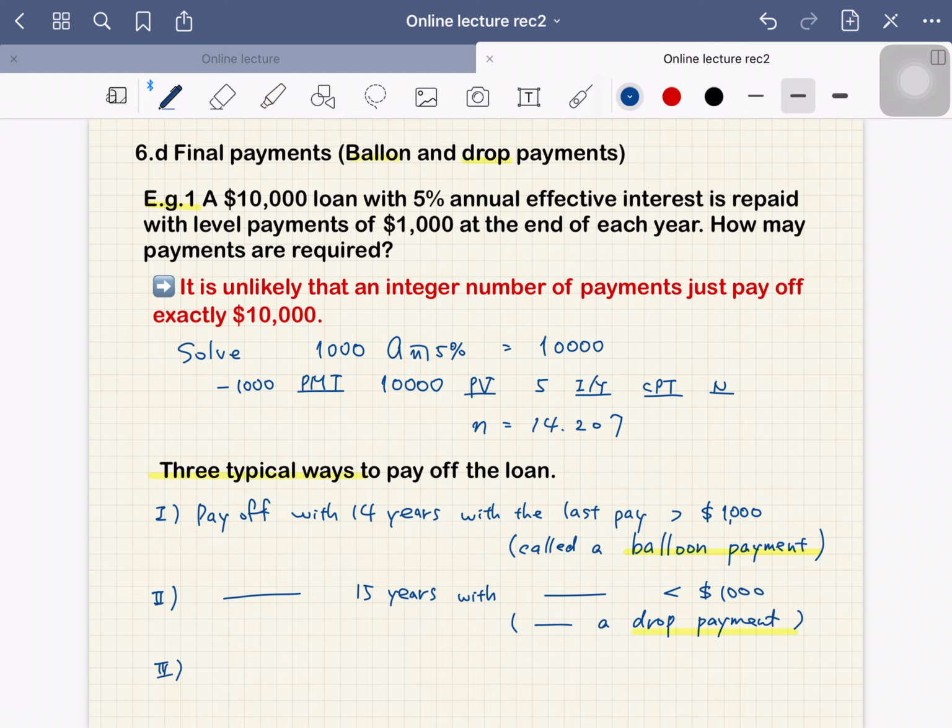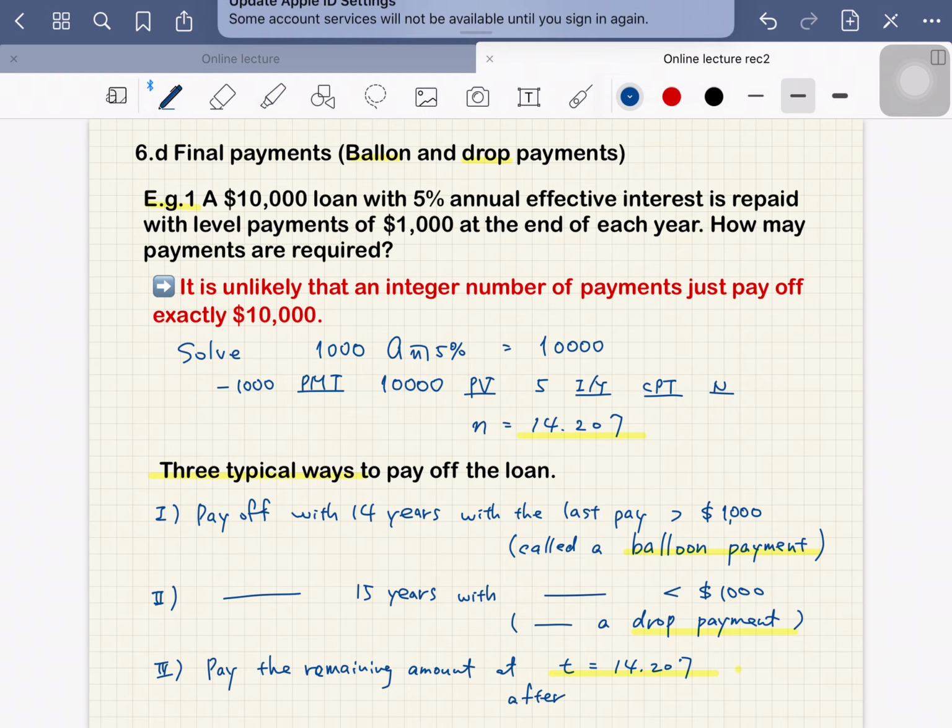And the other typical way is after 14 payments, we pay the remaining amount at t is equal to 14.207. Because the amount is smaller, we pay off a little earlier than 15, at the time 15. So this number comes from here. So after 14 payments.